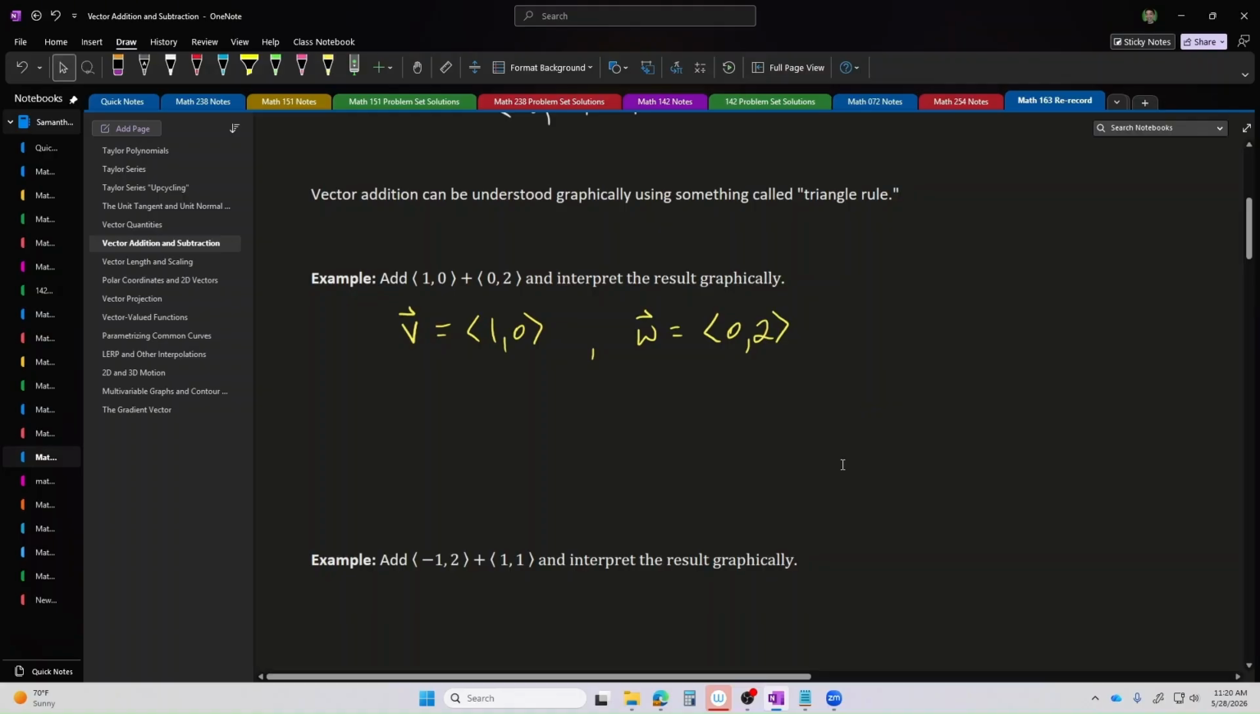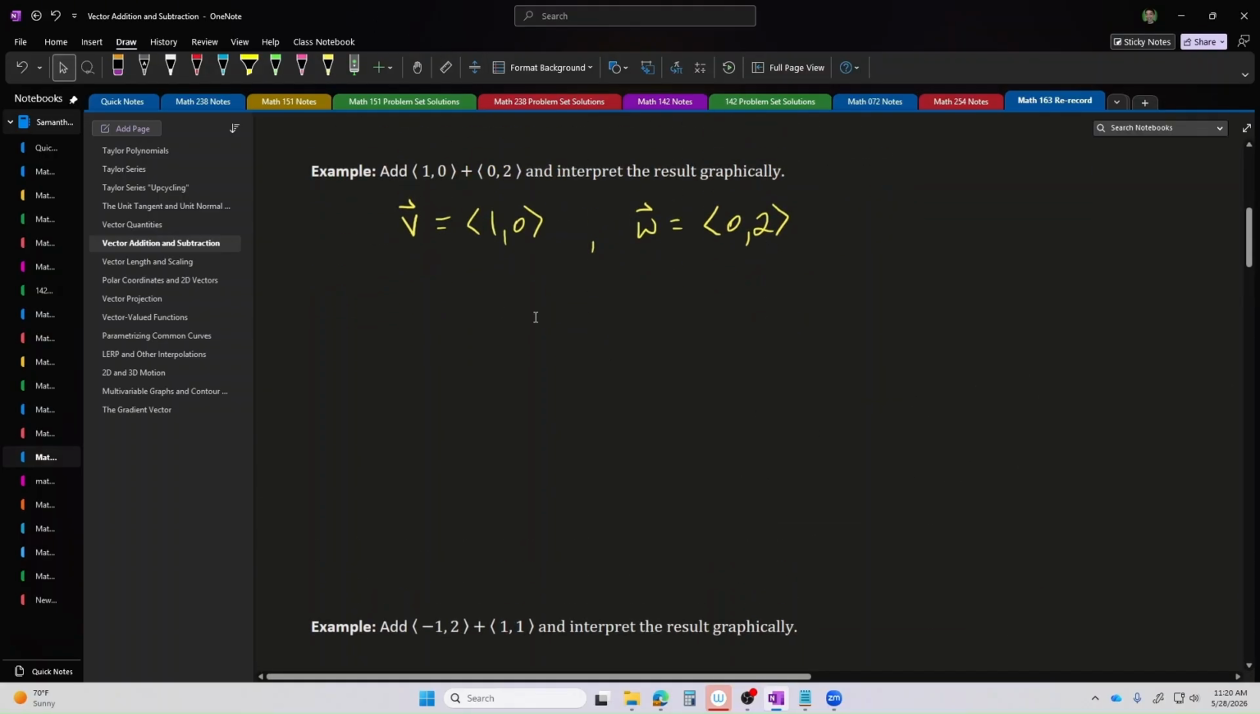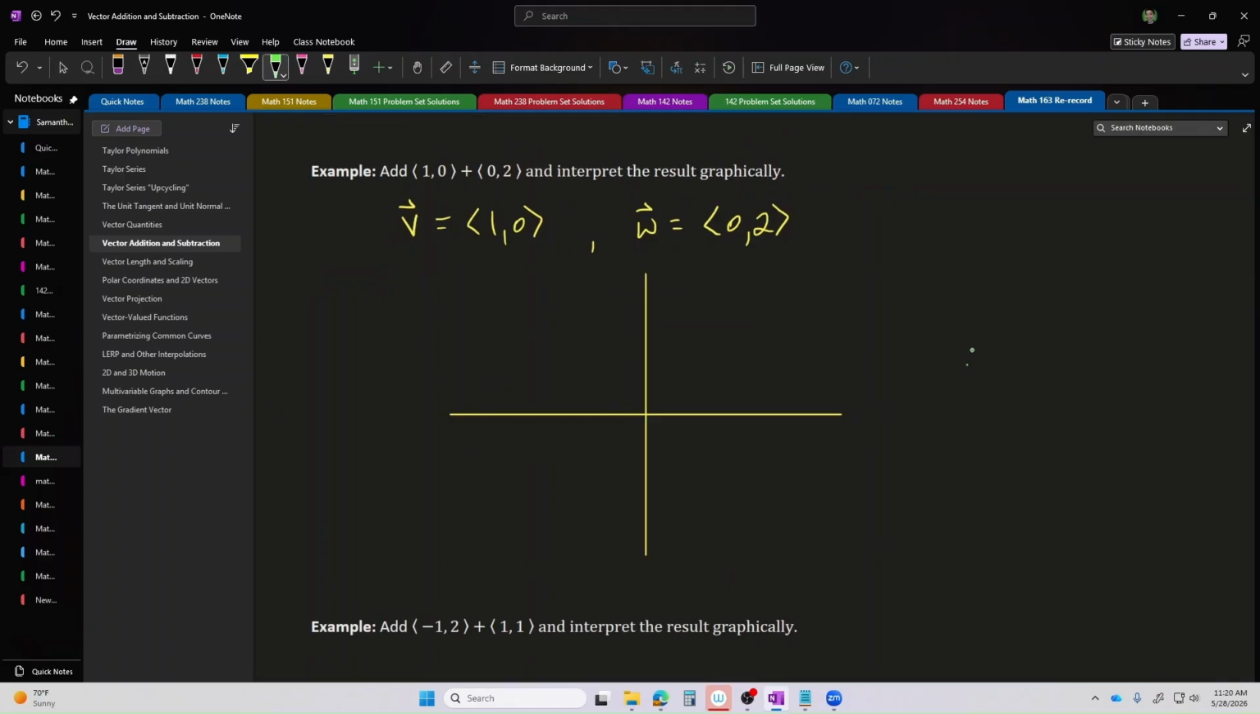Now, I'll start in the xy plane by drawing the vector v, and I'm going to draw it in standard position from the origin. So the vector v would be pointing 1 unit straight out to the right, 1 unit in the positive x direction. I'm now going to draw the vector w, but I'm not going to draw the vector w from the origin. Instead, I'm going to draw the vector w from the arrowhead of v that I just marked down. So from the arrowhead of v, I'm going to move 2 units in the positive y direction to represent the vector w equals 0, 2.